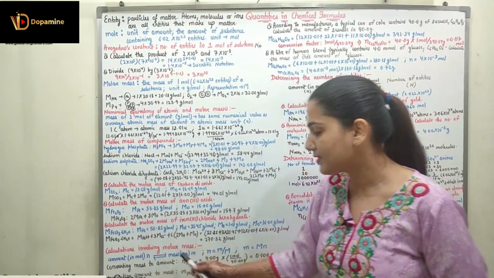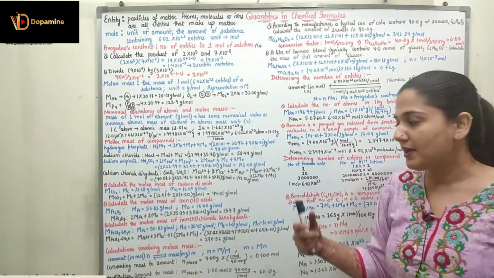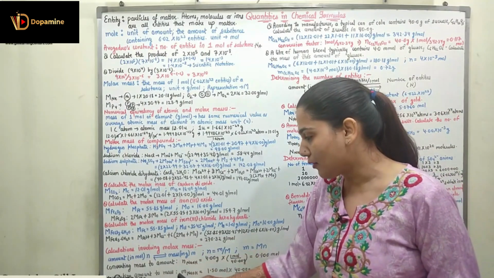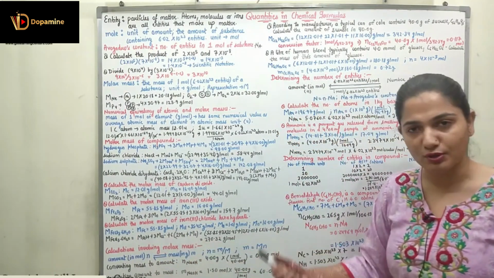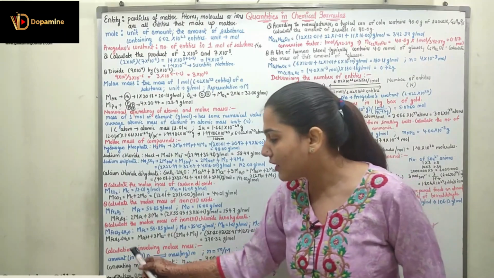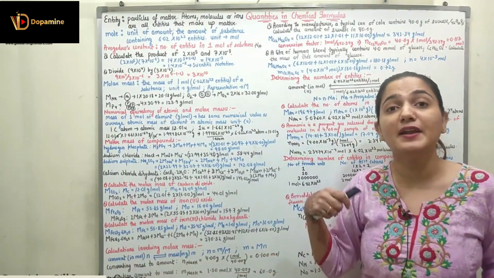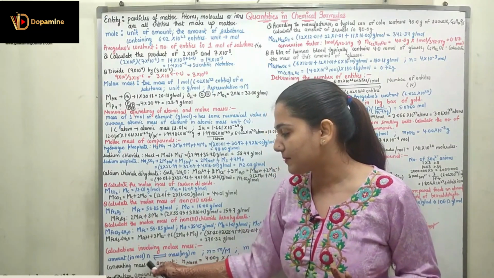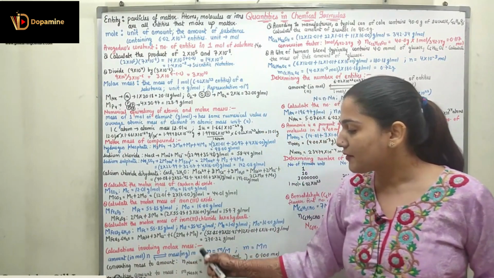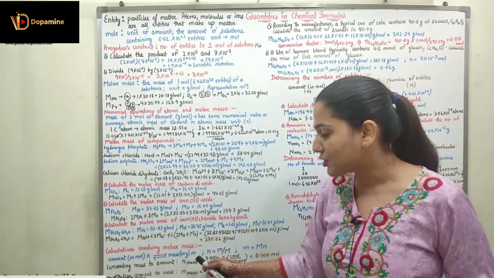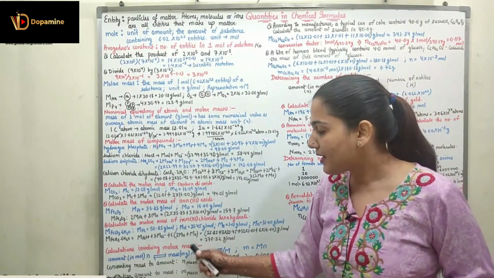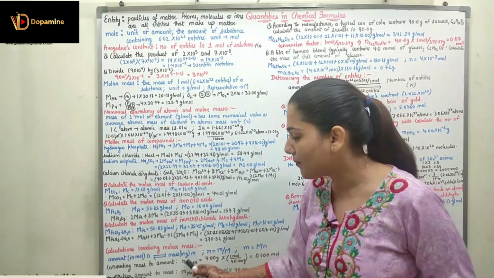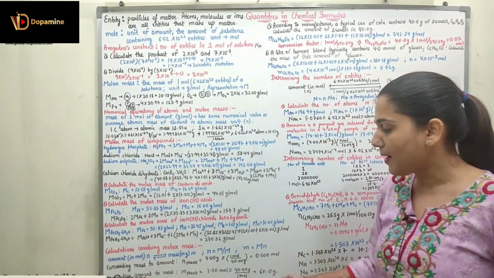Coming to the calculations involving the molar mass. Now we can have various calculations, like converting mass into amount or converting amount into mass. The amount is represented as the number of moles, which is represented as small n. It is converted into mass, which is represented as small m. So when I have the amount, it can be converted into mass, and when I have the mass, it can be converted into amount.